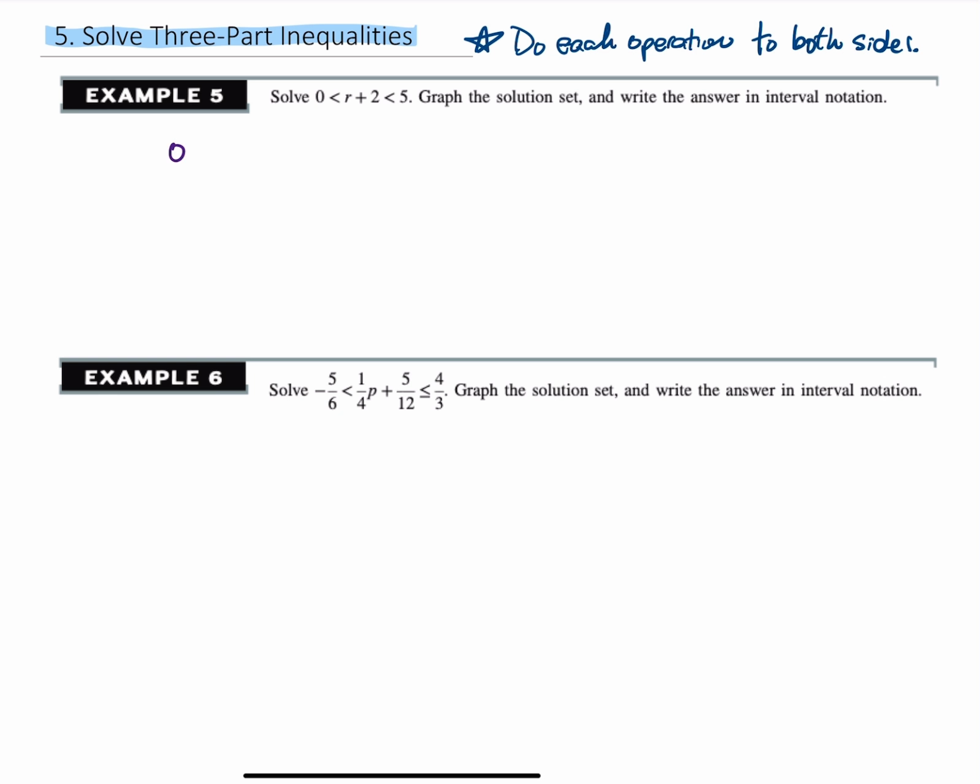So let me rewrite our double inequality. 0 is less than r plus 2, which is also less than 5. So if we just had the right side, I would want to subtract 2 from both sides to move the 2 out. So I'm going to do that same thing, but I'm going to subtract 2 from all of these sides, from everything. So we'll lose it in the middle. I'll just get r. I still have my inequality signs, so you can just drop those down. On the left side, 0 minus 2 is negative 2. And on the right side, 5 minus 2 is positive 3.